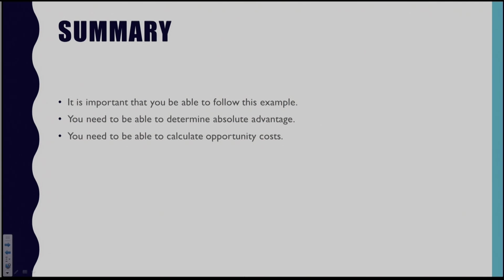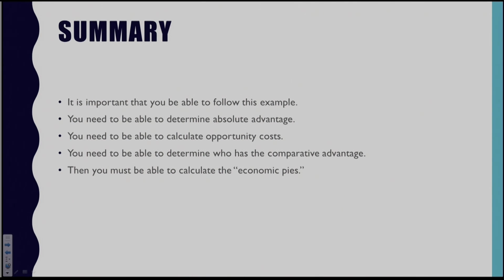You need to then be able to calculate opportunity costs. Remember the thing you have to be aware of, foregone over gained. Please don't get that backwards or upside down. You then need to be able to determine who has the comparative advantage. That's going to be the country that has the lower opportunity costs, the country that gives up the least. Then you have to be able to calculate the economic pies. Remember, the economic pies simply count how many shirts, how many corn. It's just a way of capturing total output.